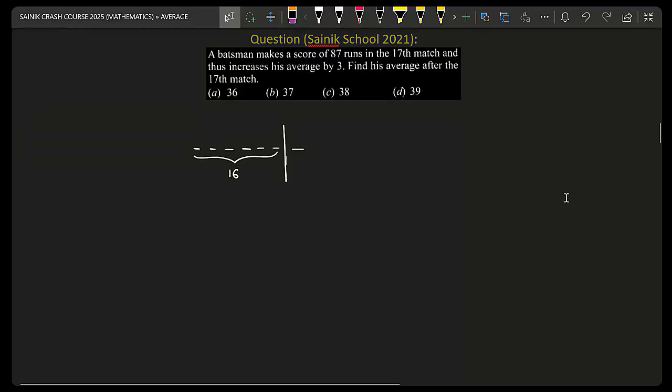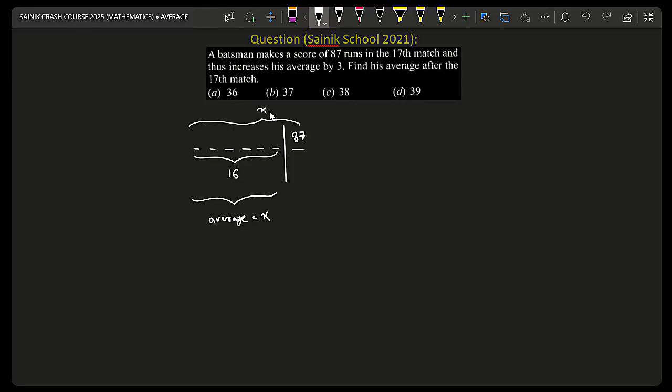Yes, sir. How many runs he scored in the 17th match? 87 runs, and thus increases his average by 3. Do you know the old average? No, sir. So in the first 16 innings, let us call the average X. Now the new average becomes X plus 3, because by adding 87 runs in the 17th innings, the average of all the 17 innings became X plus 3.